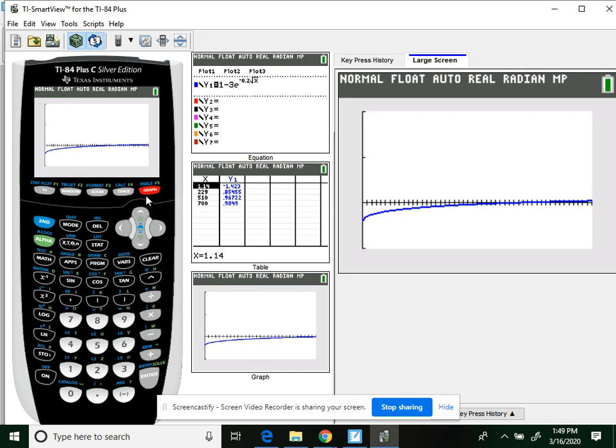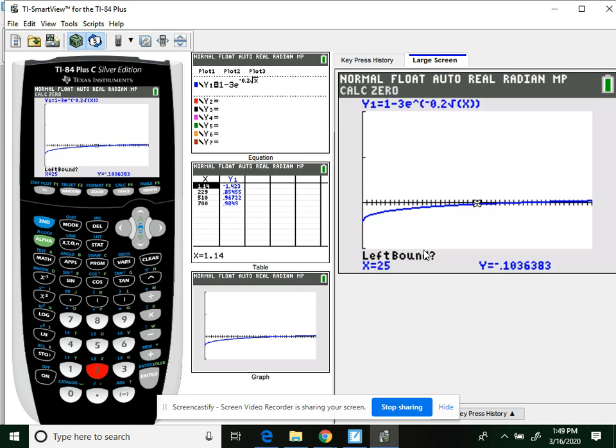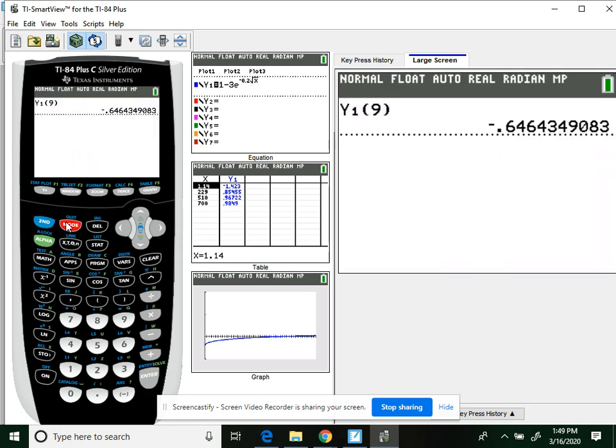So I need my 0. To get my 0, second, calc, zero. Left bound, I need to be a little below, so it's at negative 0.1, so that works. And then to the right, I need to move this so it's above the x-axis. Enter, enter, 30.173. The cool thing about this is that the x value is now stored in x.